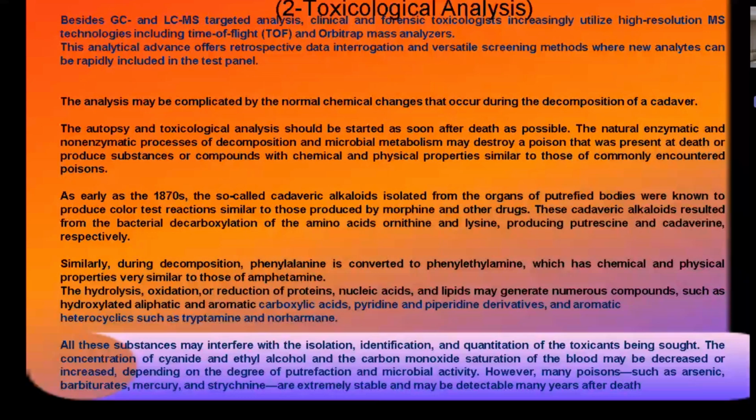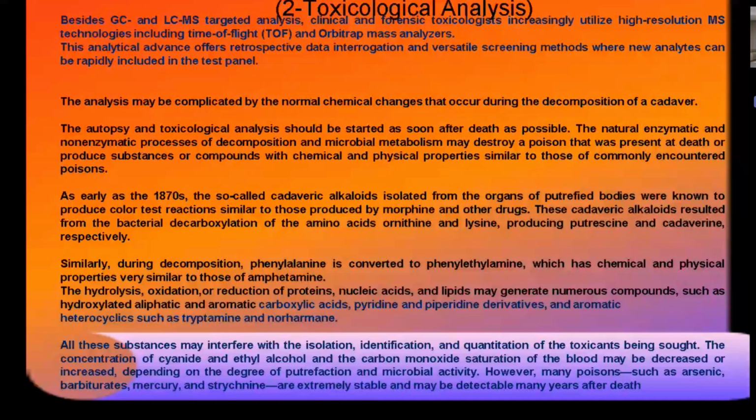These substances also interfere in the isolation, identification, and quantification of the toxicants. The concentration of cyanide, ethyl alcohol, or carbon monoxide may be decreased because of the enzymatic reactions going on. So the normal concentration of toxicants like cyanide, ethyl alcohol, or carbon monoxide will decrease, and we will not be able to know what was present at the starting time. So we should also be able to calculate the degree of putrefaction and the microbial activity which has occurred.